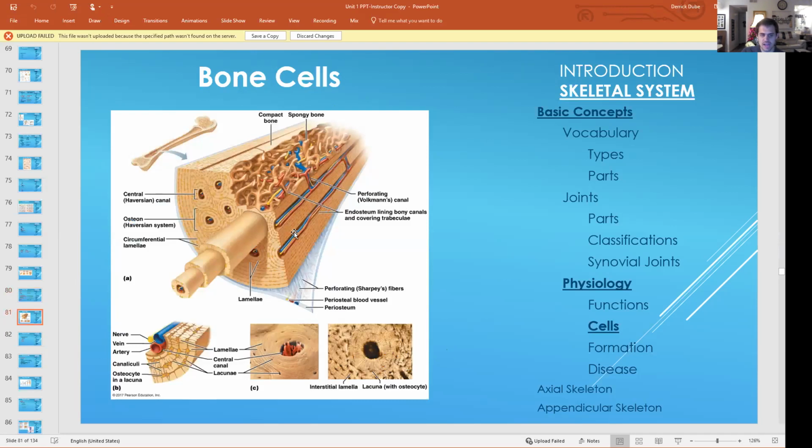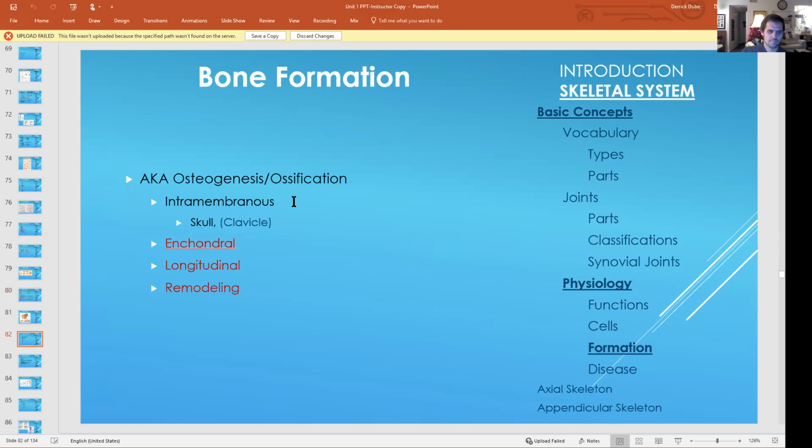So as you can see, you've got a little blood vessel, a little nerve, or two blood vessels, an artery, a vein, and a nerve going through this bone. So that's why breaking a bone hurts so much. Bone formation.